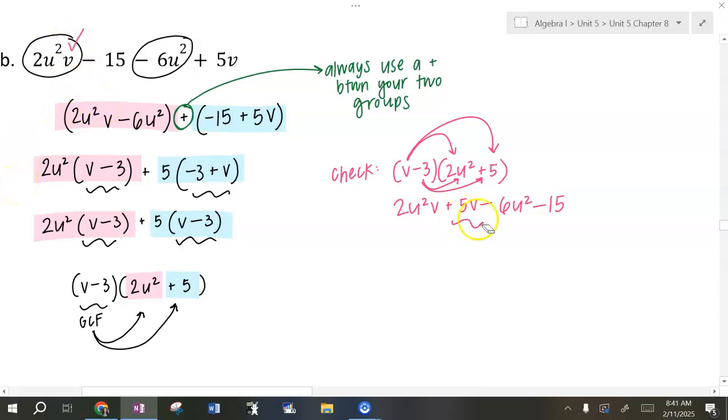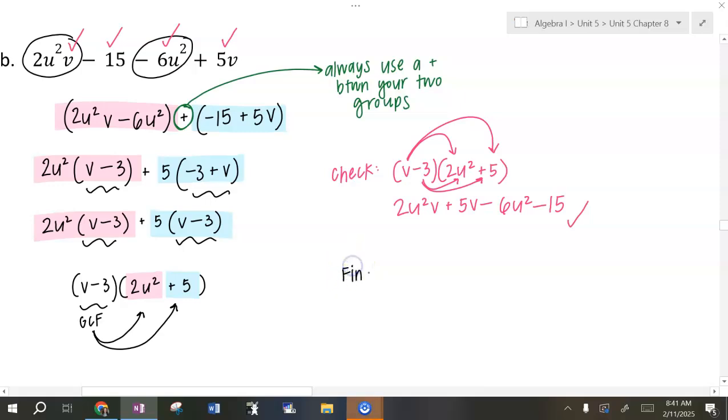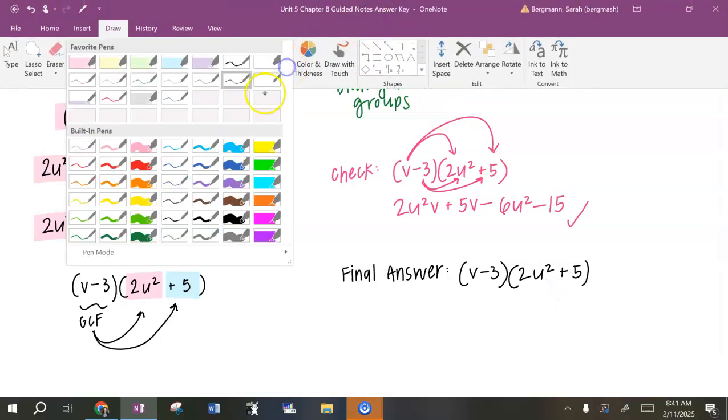The second term I have here is a positive 5v, but I see that here. Next I see negative 6u squared, which is the third term in the question. And then the last term in my checking was negative 15, but I see that as the second term in the question, so I know it all matches and I got it correct. Once you check your answer, now you write your final answer: v minus 3 times 2u squared plus 5. Always double check, does that 2u squared plus 5 factor anymore? No, so you know that you're finished.